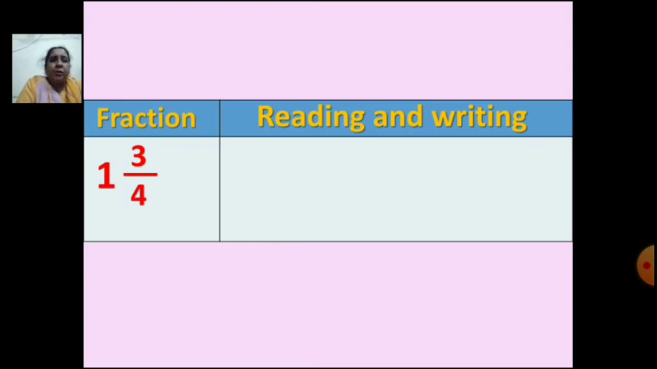Okay. So see the fraction 1 3 upon 4. What is the fraction here? 1 3 upon 4. As I told you before, 3 upon 4 is known as 3/4. So you will not write 3 upon 4. How you are going to write it? For 1 you will write the spelling of 1. And 3 upon 4, what you will write? 3/4.